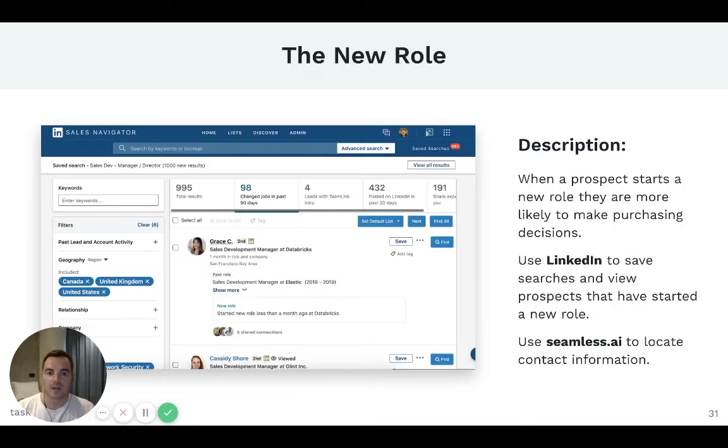In a similar example, the new role is when somebody has started a new role. And what I would recommend is that you look at the senior roles of the decision makers, and you use LinkedIn Save Searches to let you know when somebody has started a new role. In this case, we're looking at sales development managers, and 98 of those have started a new job in the last 90 days. And when somebody starts a new job, they're likely wanting to make some changes and make some purchasing decisions.